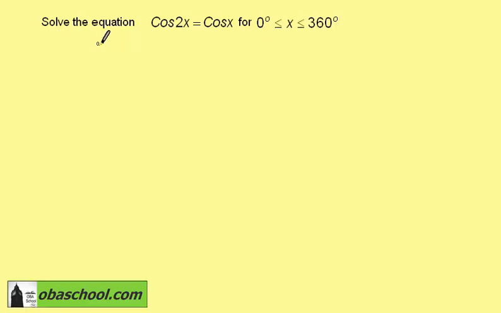Solve the equation cos 2x equals cos x for values of x between 0 degrees and 360 degrees. Let's start with the equation. So we have cos 2x is equal to cos x.